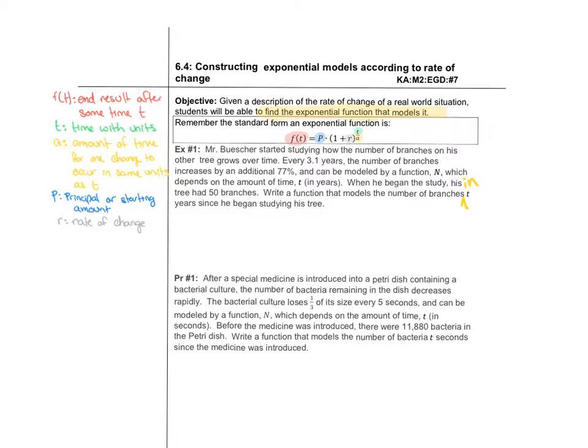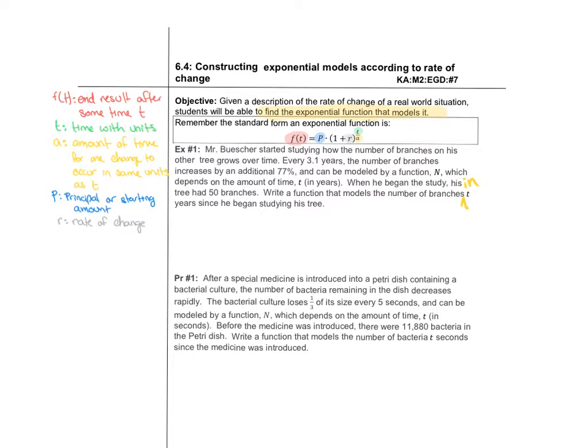Okay, so now that we've read through it once, we're going to talk about what we actually need to figure out from this. What we're trying to do is, again, write a function that models the number of branches. So what are some important pieces of information? We have this every 3.1 years, the number of branches increases by an additional 77%. So we know every 3.1 years something is happening. This amount of time, 3.1 years, is doing this one change of 77%.